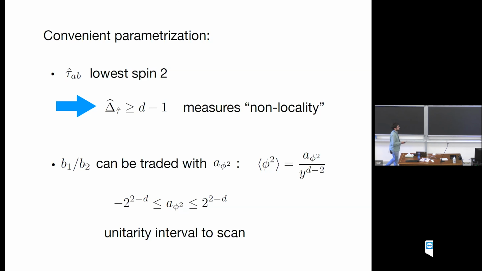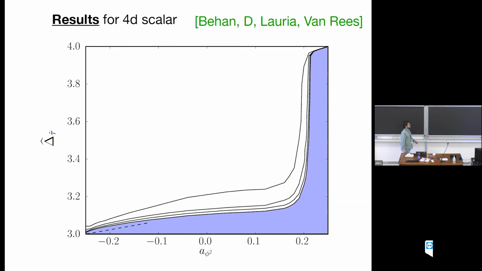Okay, so now let me just go to the results. So this is what we found for the case of four-dimensional scalars. Let me comment a bit. Here we see different numbers of derivatives, those of you who know about the conformal bootstrap, that eventually converge to this bound. The purple region is the one that is allowed and everything else is disallowed.